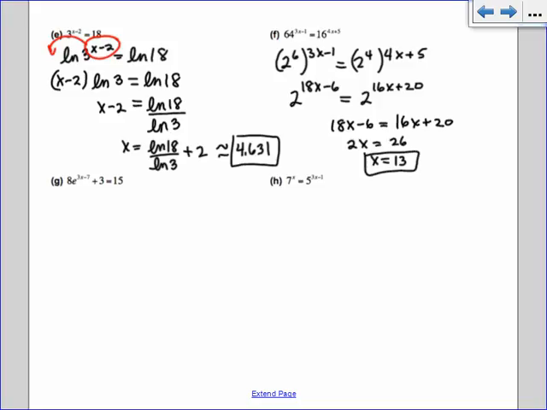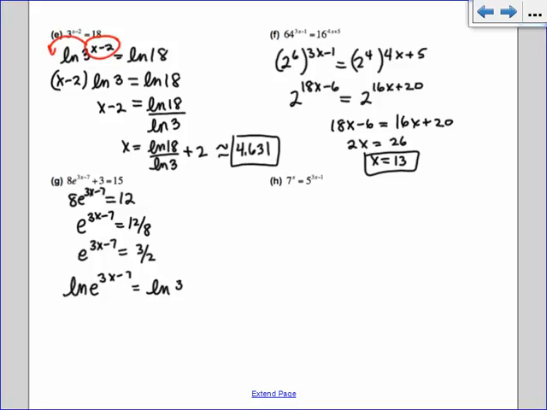All right, so the next one, I'm going to subtract the 3 over and get 12. I'm going to divide by the 8, so e to the 3x minus 7 equals 12 over 8, which is divisible by 4. So I'm going to say 3 over 2. So we want to get rid of the e, so we do natural log, exactly. So natural log of e to the 3x minus 7 equals natural log of 3 over 2.